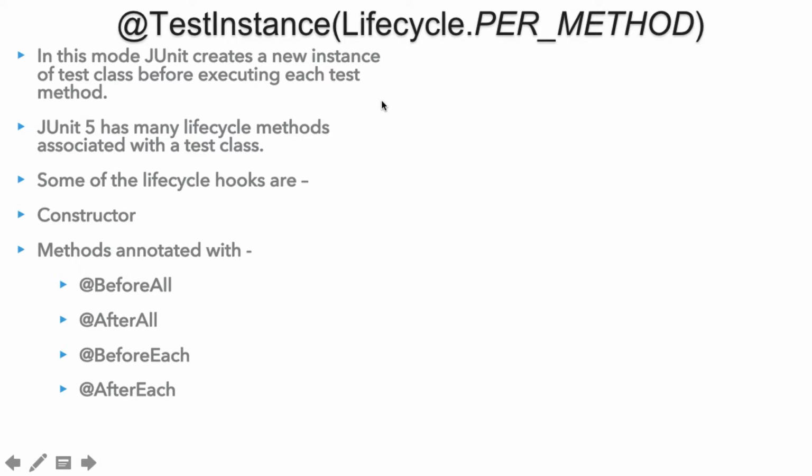So friends, whenever we use the test instance lifecycle per method, there is a change in the lifecycle behavior of a test class, and JUnit provides a few annotations which are placed on top of methods in a test class. If we annotate a particular method with these annotations, then whenever we execute our test class, these methods are called at a certain point in the lifecycle of the test class. These annotated methods have their own significance, which we will be discussing in our upcoming lectures.